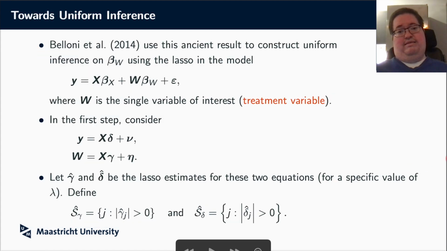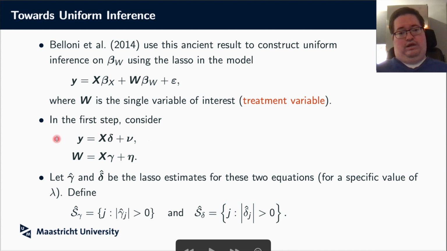Now, having said that, how can we use this for doing uniform inference? Well, what Belloni et al. propose in a paper is to do something very similar in a high-dimensional regression framework. In particular, X is the high-dimensional matrix of regressors, and W is the variable of interest, which in their case corresponds to a treatment variable. So I'm going to refer to the variable of interest interchangeably as the treatment variable.